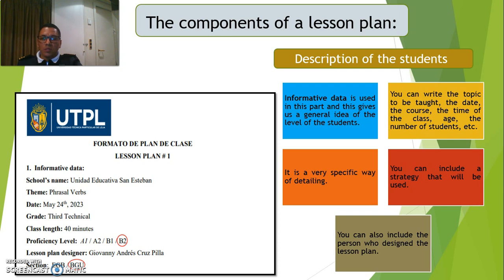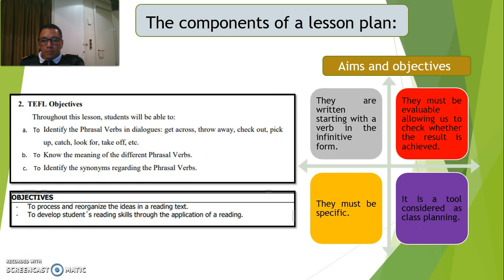The first one is description of the student. It means the informative data. In the informative data, I consider a school name, theme, date, grade, class length, proficiency level, lesson plan designer, and section. All these parameters must be considered in this part. In other words, this component is a very specific way of detailing.